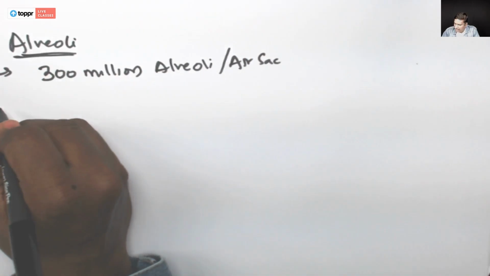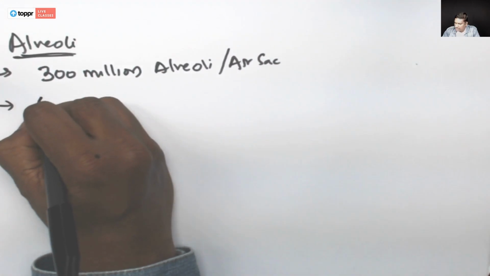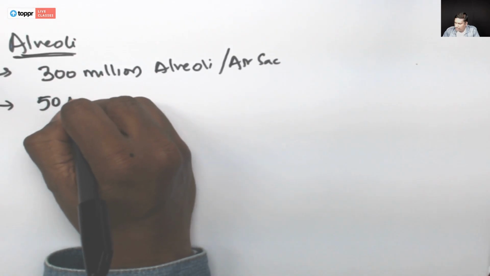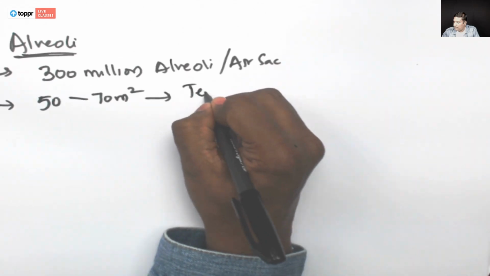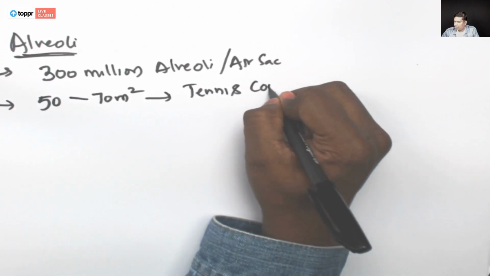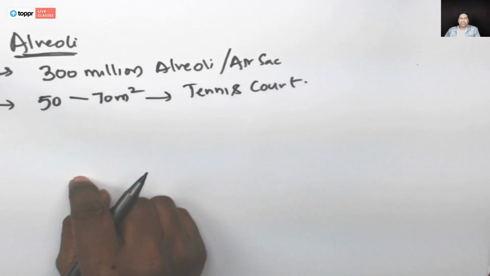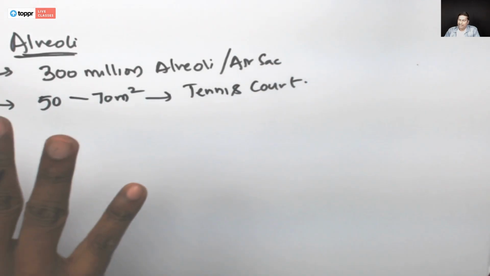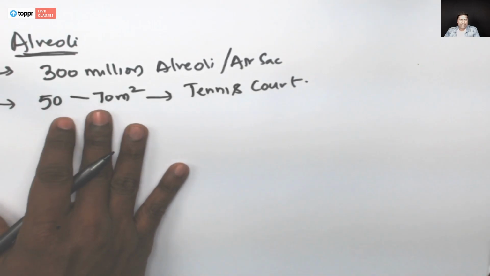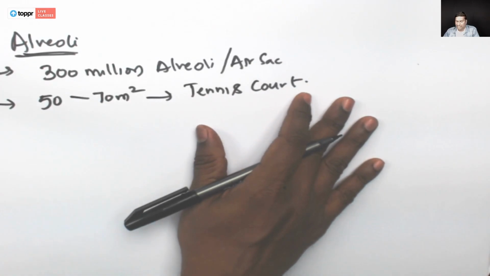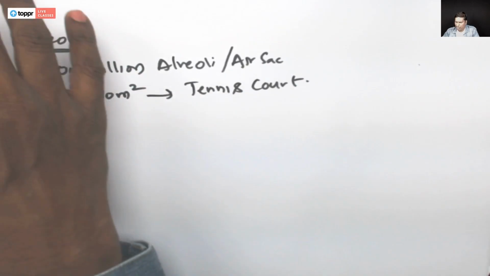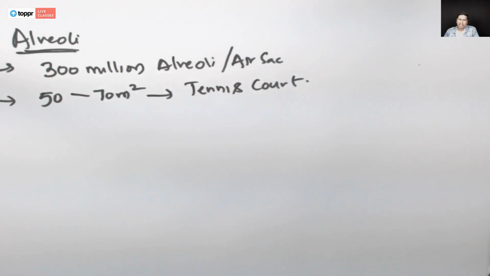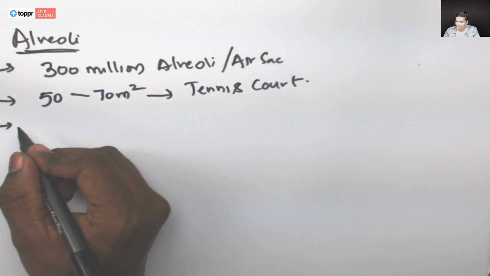If you look at the surface area of 300 million alveoli, it comes to around 50 to 70 square meters, which is equivalent to the area of a tennis court. If you spread out all your alveoli, they are sufficient to cover the entire tennis court. So they have a large surface area, so they can take up a lot of oxygen at a time. That's what I'm trying to say here.